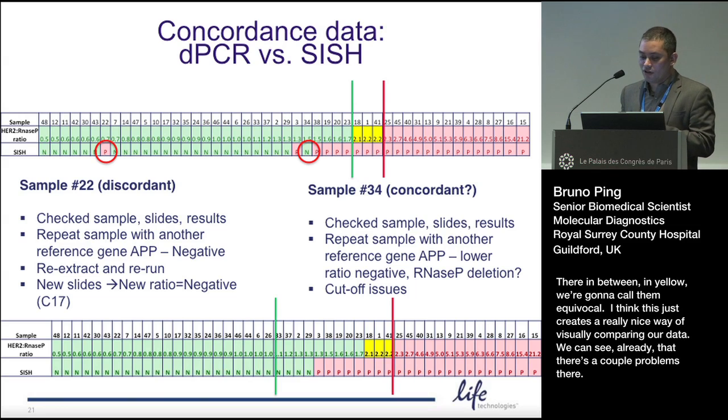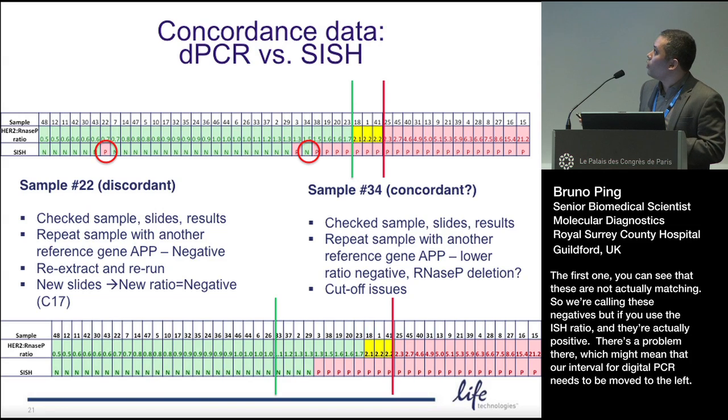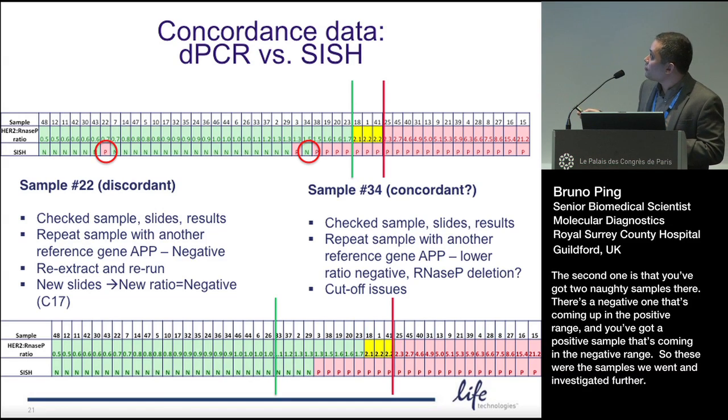And we can see already that there's a couple of problems there. The first one, you can see that these are not actually matching. We're calling these negatives, but if you use the HER2 ratio, they're actually positive. There's a problem there, which might mean that our interval for digital PCR needs to be moved to the left. The second one is that you've got 2 naughty samples there. There's a negative one that's coming up in the positive range, and you've got a positive sample that's coming in the negative range. So these were the samples they went in and investigated further.